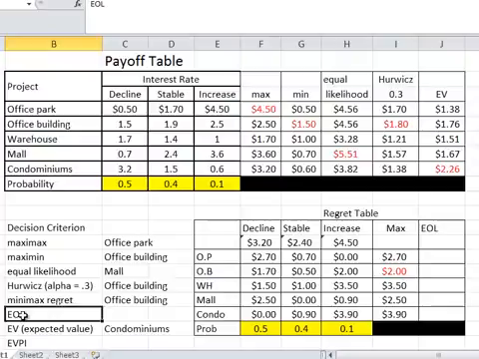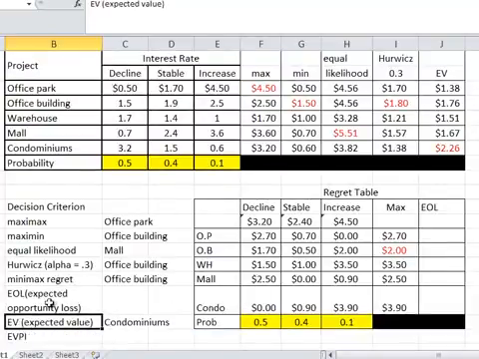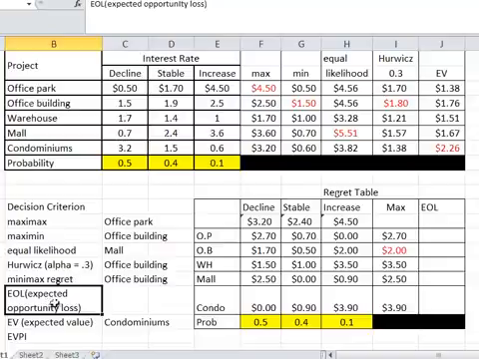ELL works pretty much the same as EV. There's only one difference. In EV, we are using payout numbers. In ELL, we are using regret numbers. And this is what ELL stands for: expected opportunity loss. And it's nothing but expected regret. So we're going to calculate ELL the same way we calculate EV. The only difference, once again, is that we're going to use regret numbers instead of payout numbers.